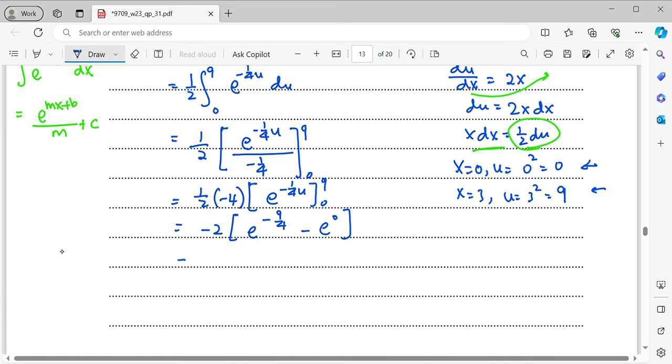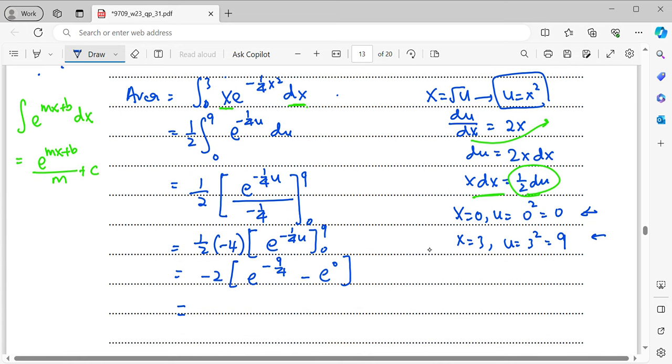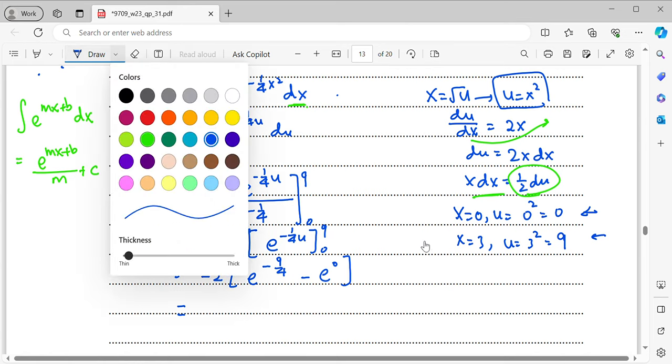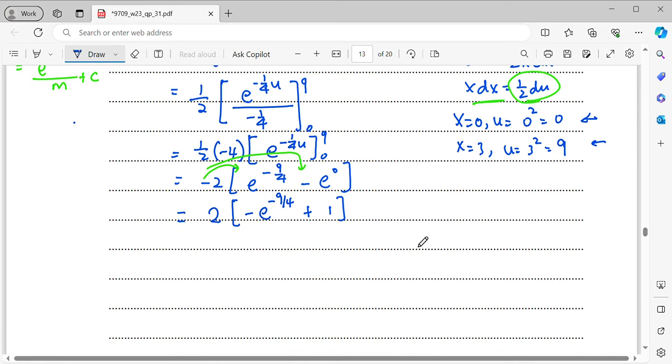Now the question is asking for the exact area, so I have to leave my answer in e. This negative, I will bring it in, and I will leave the 2 outside. So I will get 2 bracket negative e to the negative 9 over 4, minus minus is a plus, e to the 0 which is basically 1. So you can leave your answer in this form or make it nicer. You can just rearrange. This will be your exact area.